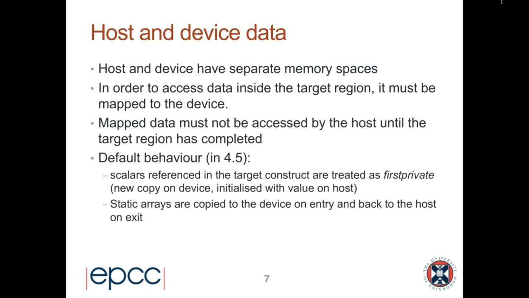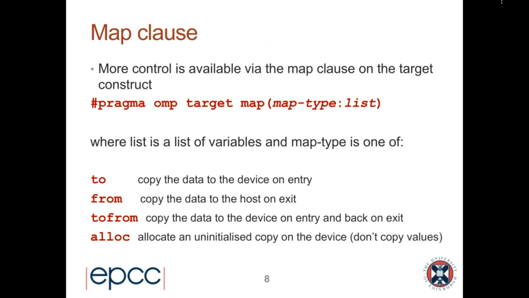The default behavior in version 4.5 is that any scalars referenced in the target construct are treated as firstprivate. What that means is that you get a new copy created on the device, initialized with the value that scalar had on the host. Static arrays are copied to the device on entry and back to the host on exit. So those types of variables are taken care of for you automatically with the default behavior. However, for other types of data, or if you want other behavior, more control is available by the map clause on the target construct.